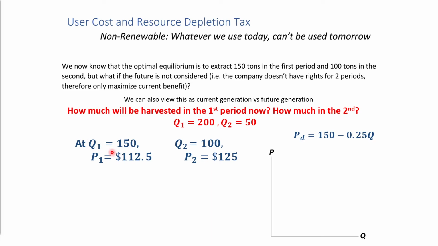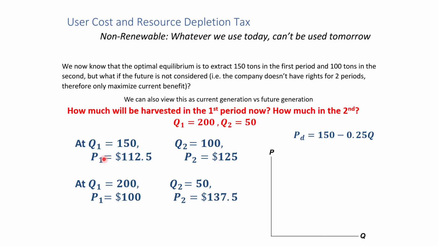Right now, think of this as the fair price or the optimal price. In the first period, we should be paying $112.05, and in the second period, they will be paying $125. This is under the optimal allocation. But what happens when it's not optimal? What happens when the current period maximizes their own benefit?